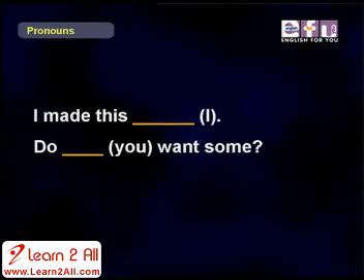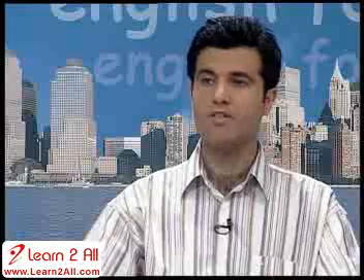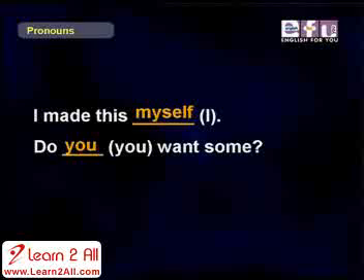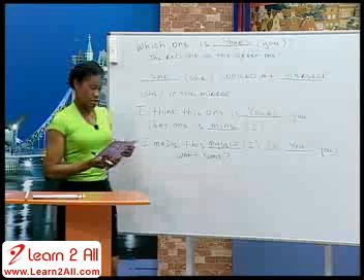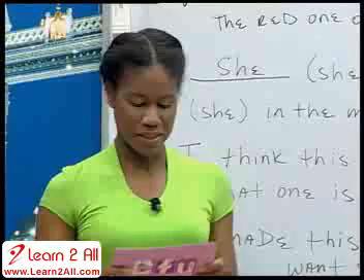One more. This one's for Alberto. I made this. Clue is I. Do. Second clue is you. Want some. Alberto: I made this myself. Good. Do you want some? Very good. I made this myself. Do you want some? All right, good job, everyone.